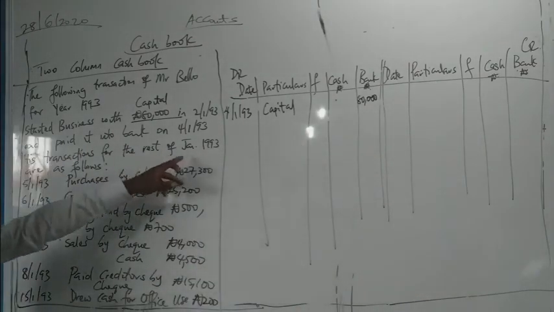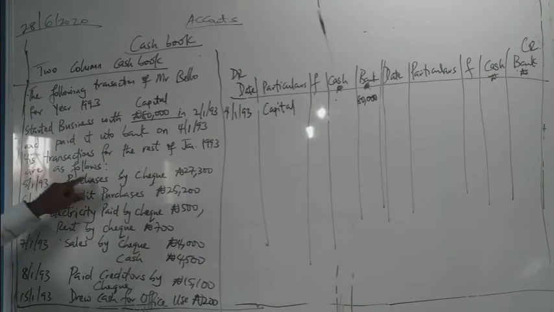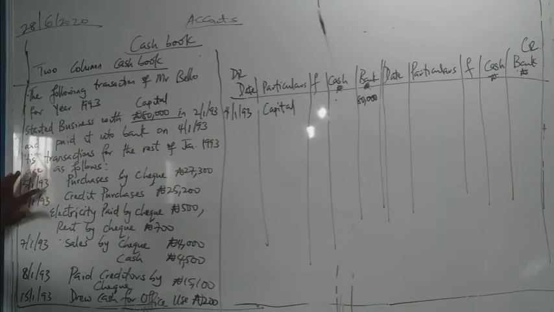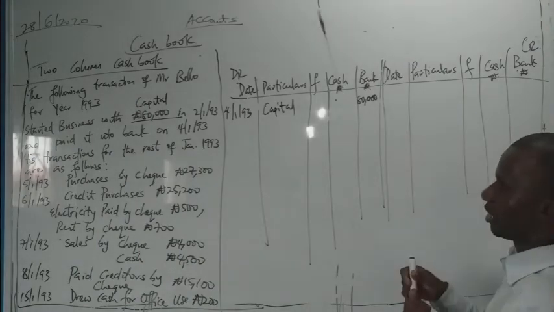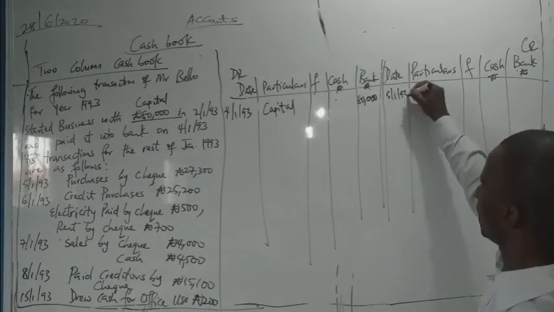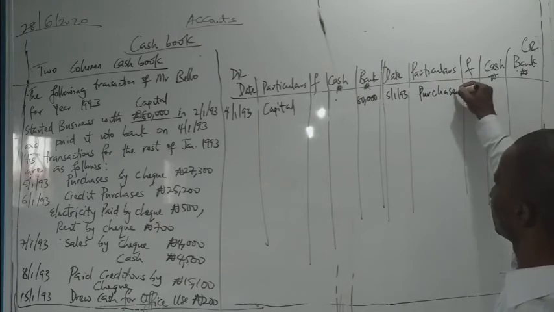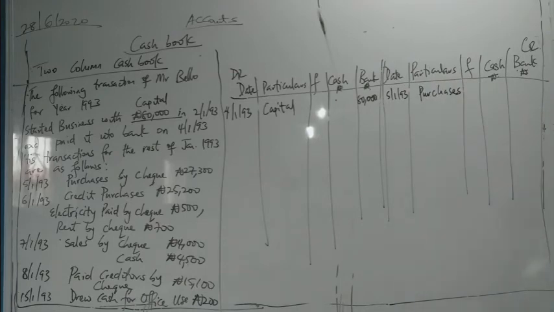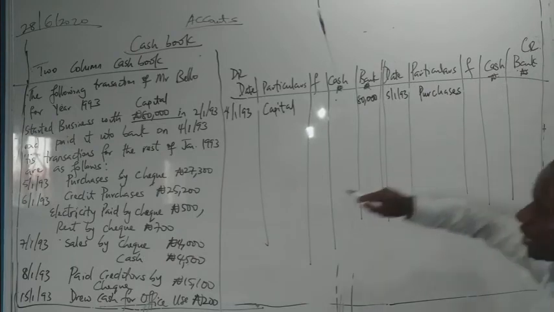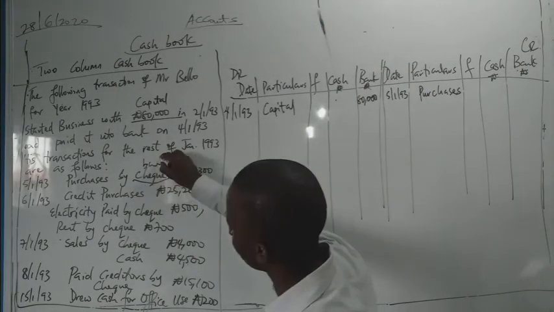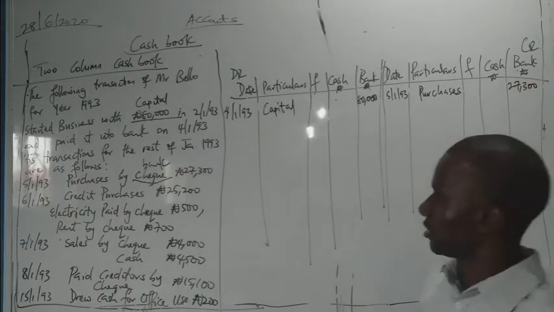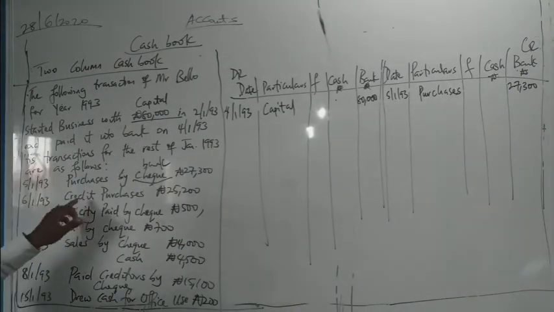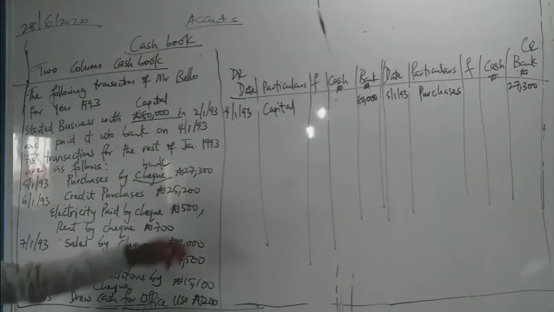Now let's continue. His transactions for the rest of January 1993 are as follows. 5th January 1993, purchases by check. Money is going out, so it will come on the credit side. 5th January 1993, purchases. How much? 27,300. Not here, but here. Check means bank, payment by bank, 27,300. Okay, the next one, credit purchases, 25,200.